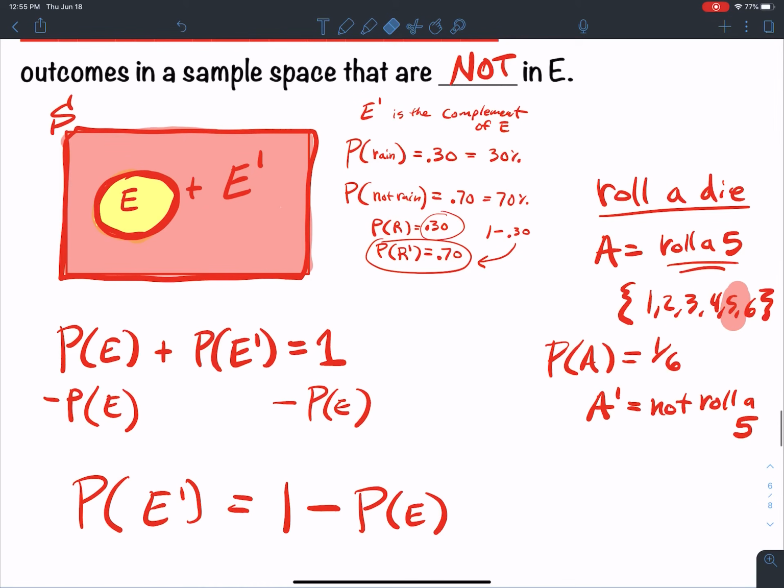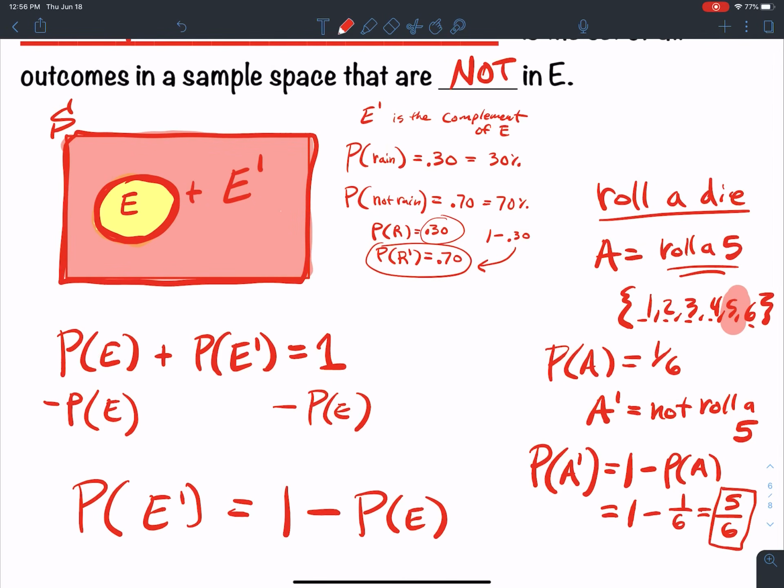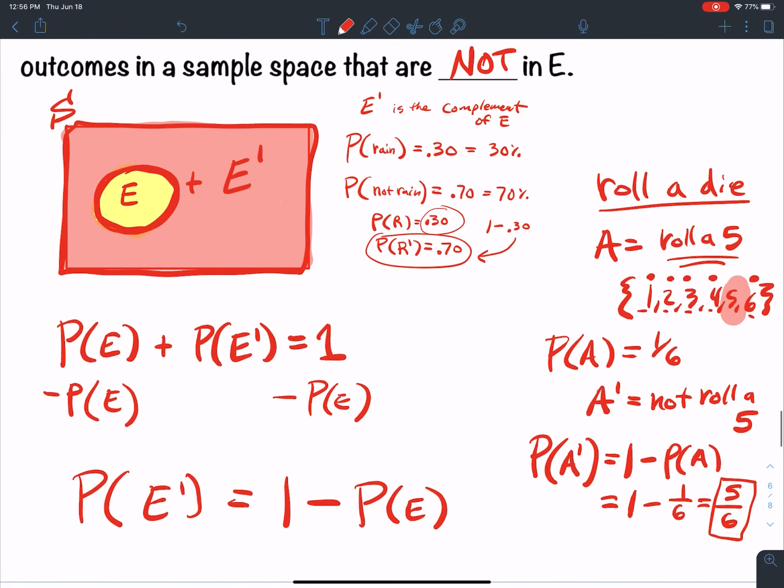So if I don't roll a 5, what does that mean I can roll? I can roll a 1, I can roll a 2, I can roll a 3, I can roll a 4, I can roll a 6, okay? So the probability of not rolling an A is 1 minus the probability of rolling an A, which is 1 minus 1 over 6, which is 5 over 6, okay? There are 5 numbers, 1, 2, 3, 4, and 6, that are not 5. Okay, so that's how we use the complement rule to get our answer.